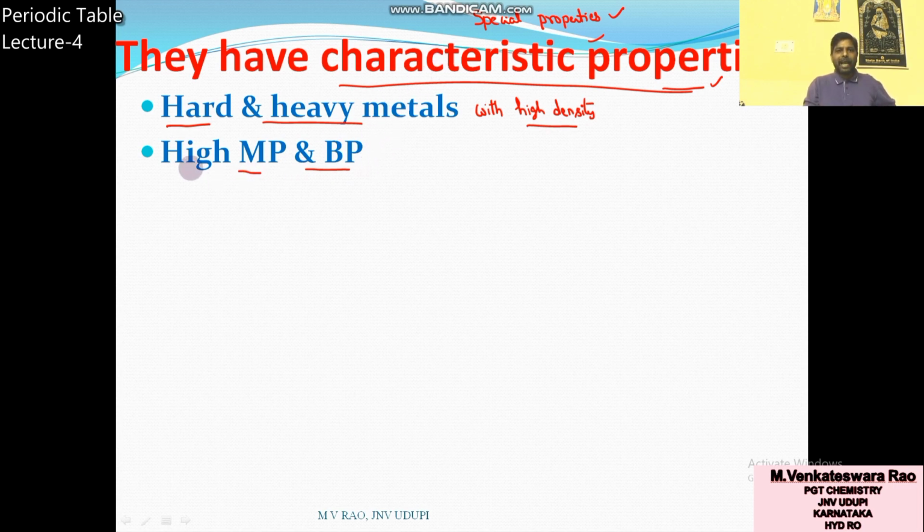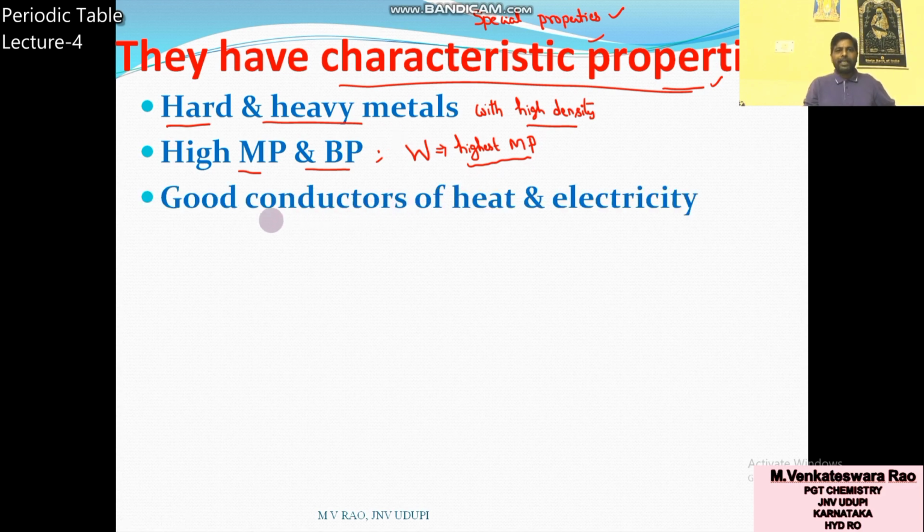Transition elements have high melting point and boiling point. You know tungsten, this element has the highest melting point among all the elements. Which element has the highest melting point? Tungsten. All these are good conductors of heat and electricity. All transition elements are good conductors of heat and electricity.